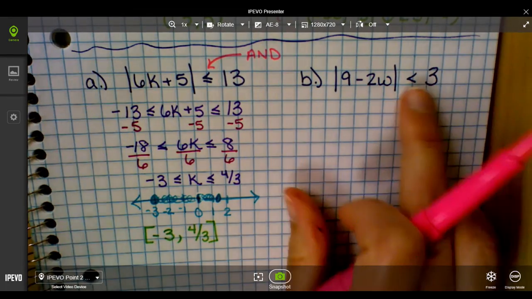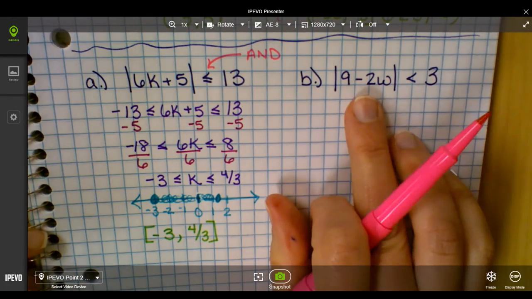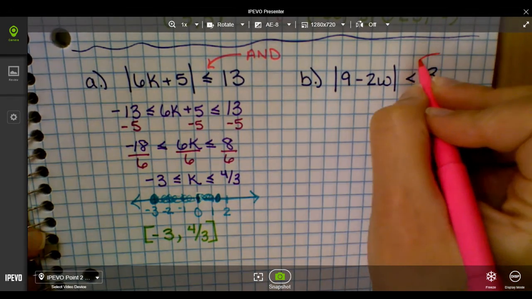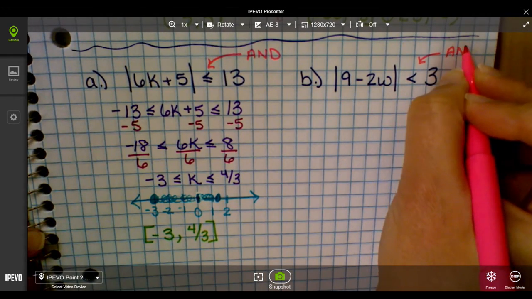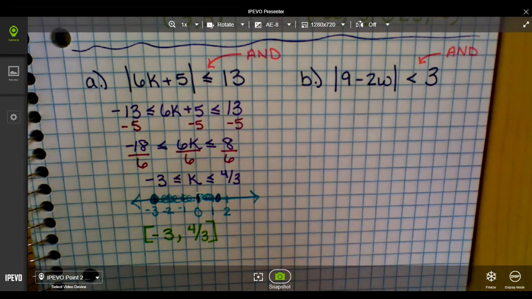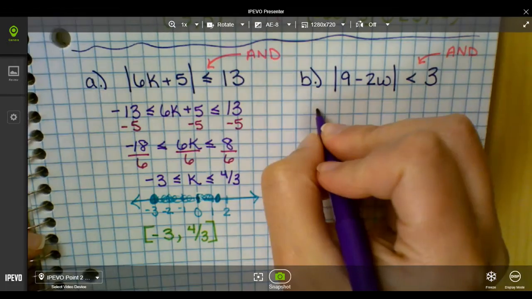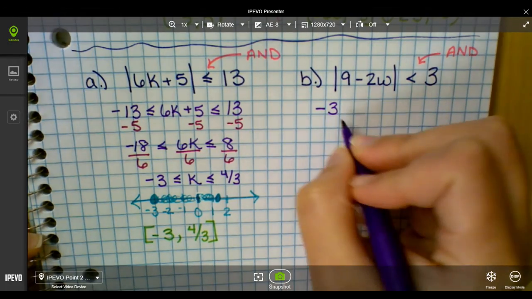So again, it is less than, that means I want a less number of solutions. That means whatever's stuck inside here has to be between 3 and negative 3. So again, I want an and. Okay, so I'm going to set this up the same way that I set it up over here. Always put the negative on the left side.